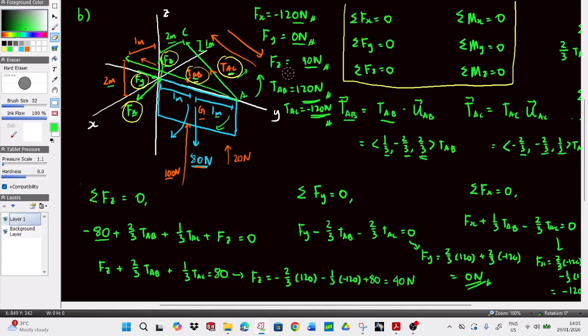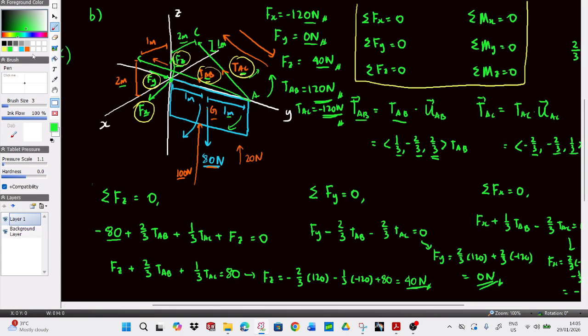Fz is supposed to be positive 40 newtons. So please update your answers. If you saw my answers wrong, it's actually supposed to be 40 newtons. Going back to the question, if we add 100 newtons at point G, then 100 minus 80 becomes 20 newtons upwards. So now it becomes positive 20.